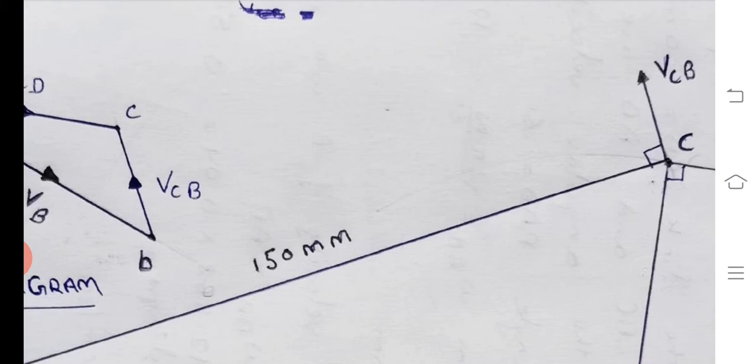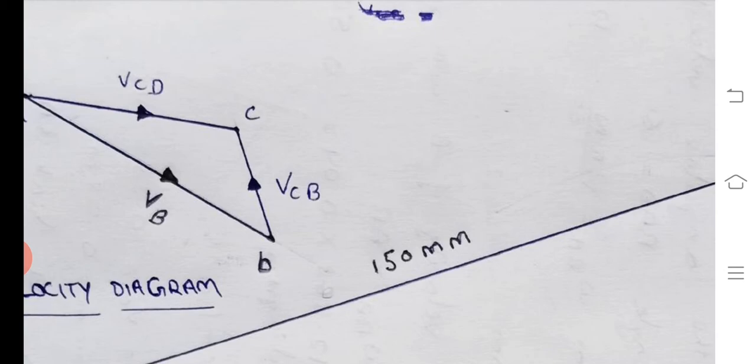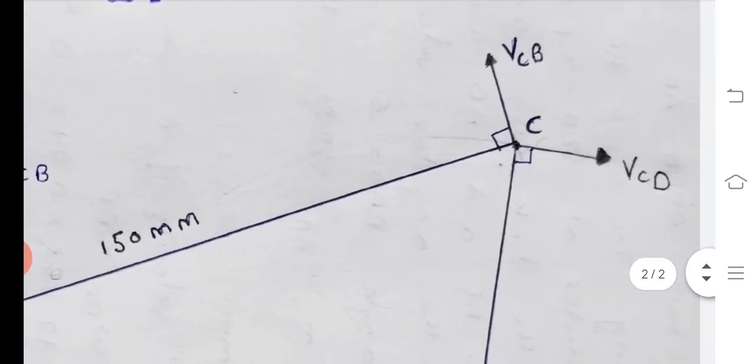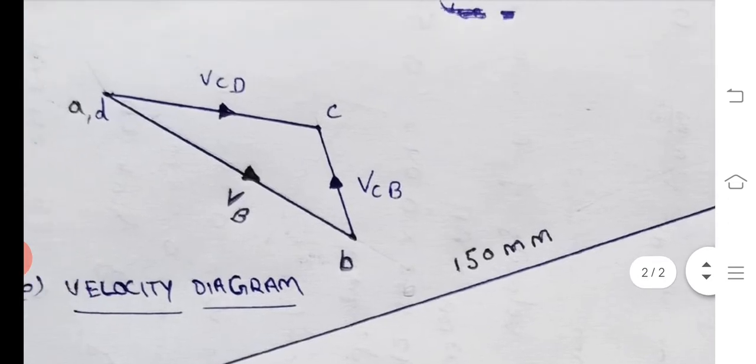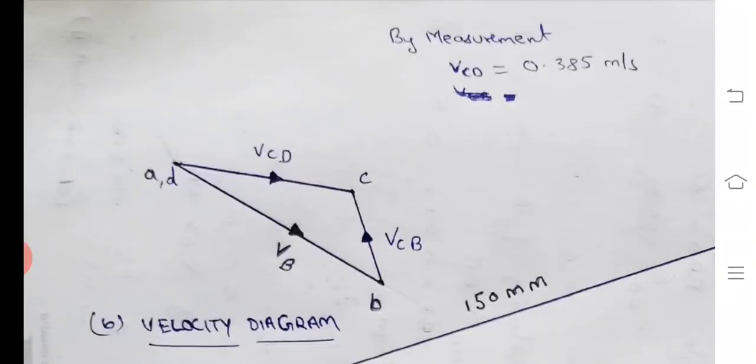So at point C we have drawn VCB, and in the velocity diagram we have drawn VCB. Draw this line and a line parallel to VCD at point C, and VCD in the velocity diagram. These two vectors are meeting at a point, that is point C. So this is a closed velocity diagram showing VB, VCB and VCD. By this diagram, measure VCD is equal to 0.385 meters per second after converting by the scale. So we got VCD is equal to 0.385 meters per second.